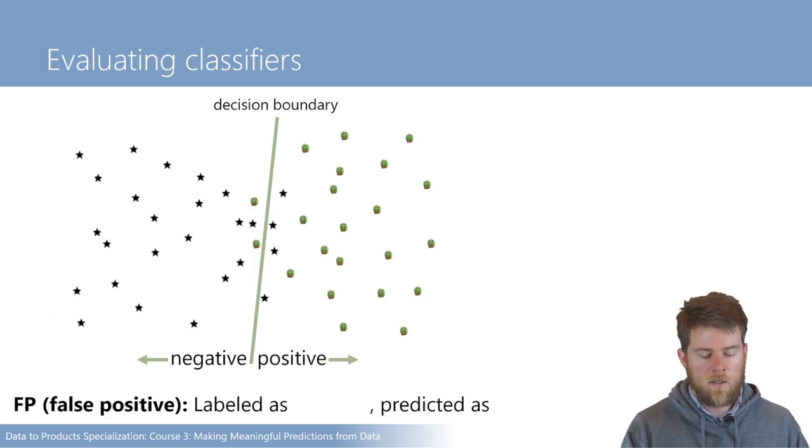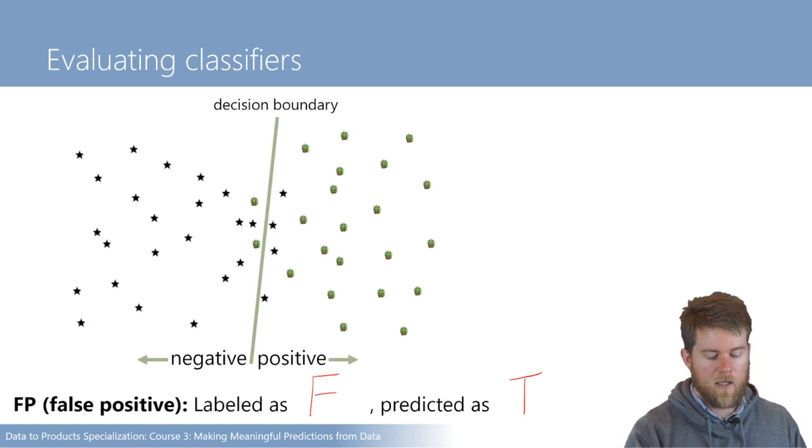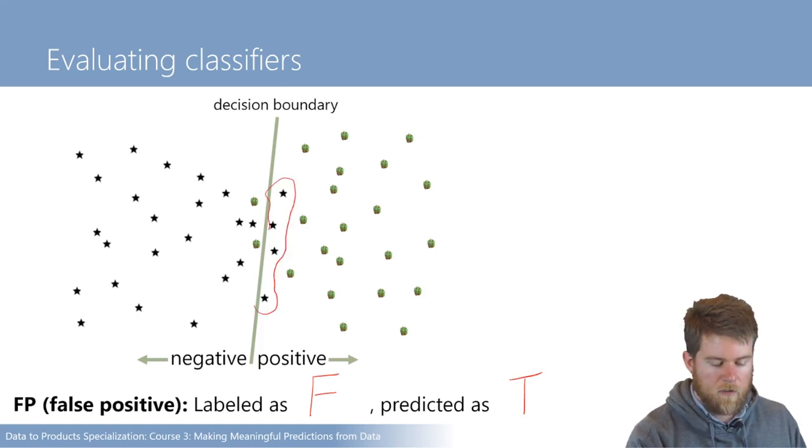What about the errors? So the false positives, those are going to be the things that we predicted would be positive, but actually should have been predicted negative because they have a negative label. All right, so those are going to be the things on the positive side of our decision boundary that actually have a negative label. So these points here.